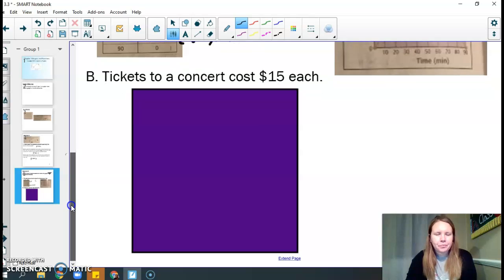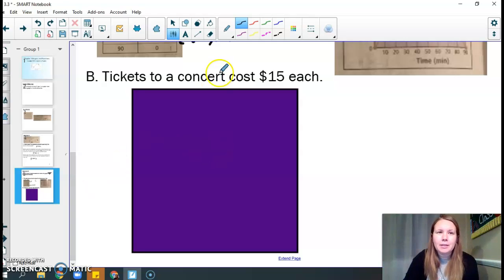For B though, all the directions say is that tickets to a concert cost $15. So think about it. Okay, if I'm going to go to the concert alone, it's going to cost $15. If I go to the concert and bring a friend, well, each one of us is going to pay $15. So in total, we're going to pay 15 plus 15, or you can think 15 times 2, which is going to be $30. Okay, maybe I decided to bring my whole family. I have 5 people in my family, including myself. That means 5 times 15, which would be $60.